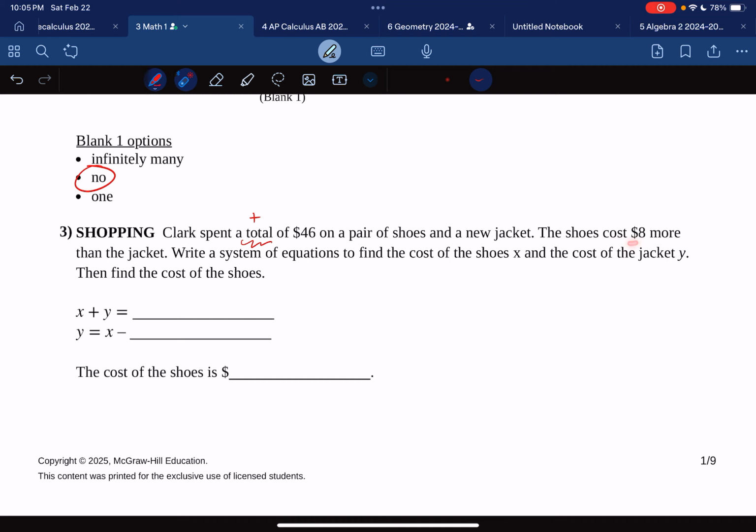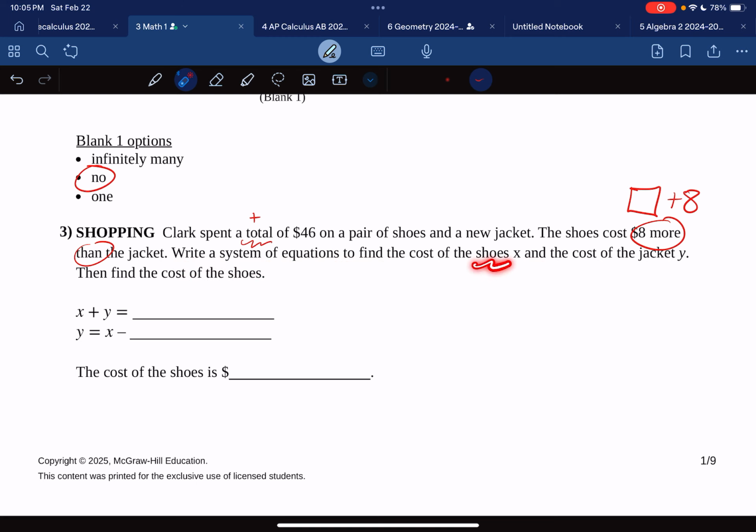That's interesting because that usually means $8 more than usually indicates you do something and then you add 8 to it. But I'm noticing nowhere in here does it give us room to add something. I'm subtracting something, so there's something weird going on. Write a system of equations to find the cost of the shoes, x.